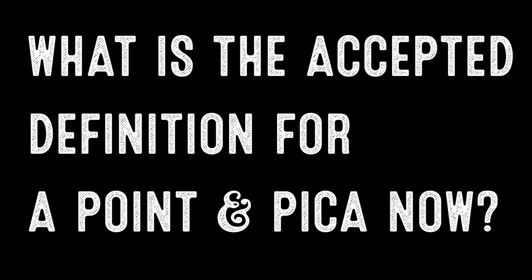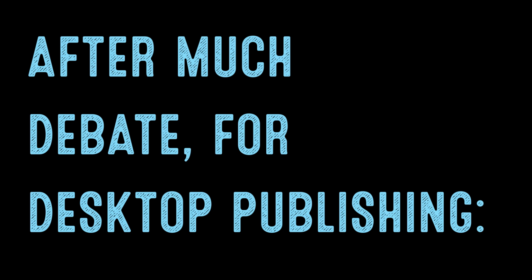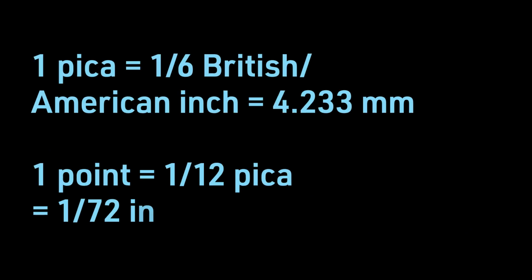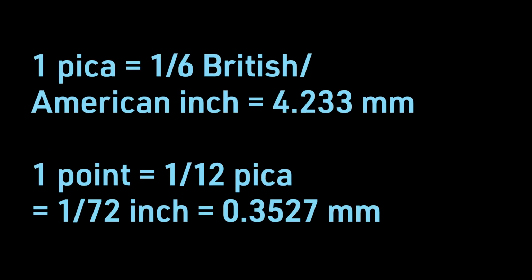What is the accepted definition for a point and pica now? After much debate, for desktop publishing, 1 pica equals 1/6 of the British American inch, and that equals 4.233 millimeters. 1 point equals 1/12 of a pica, which equals 1/72nd of an inch, which equals 0.3527 millimeters.